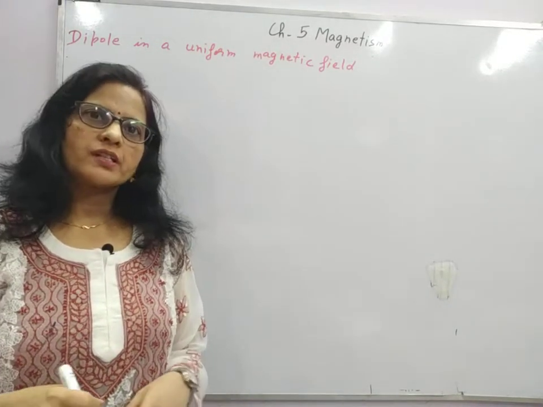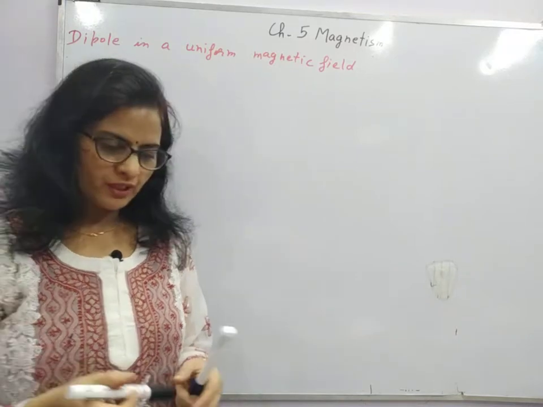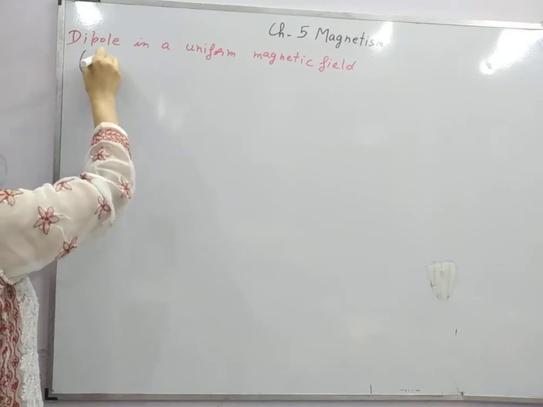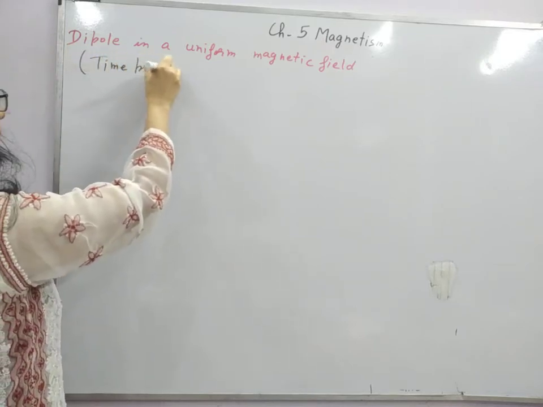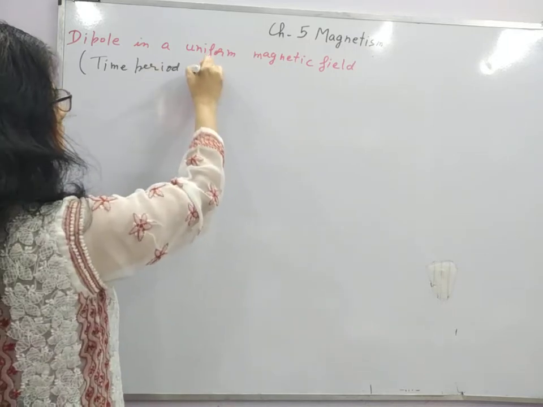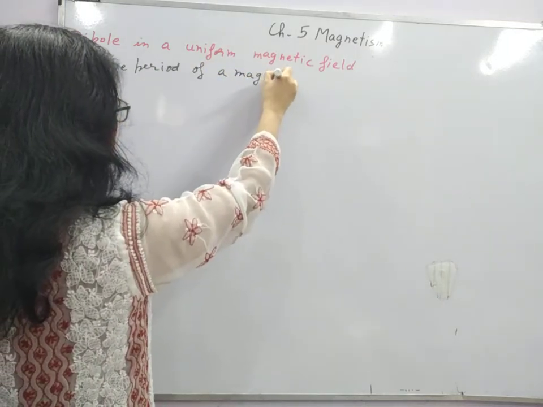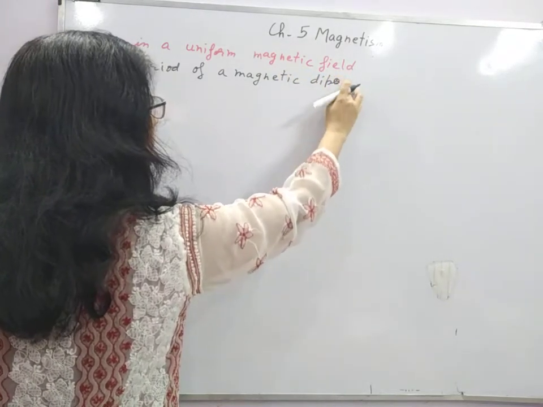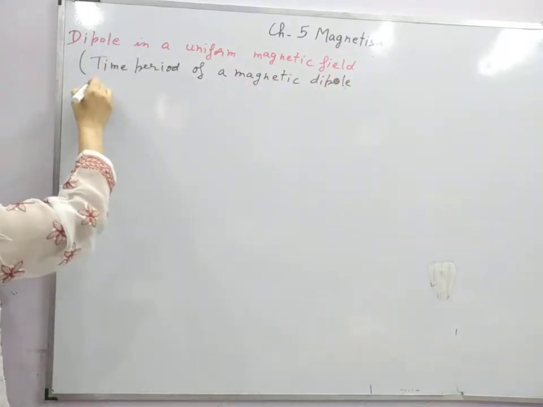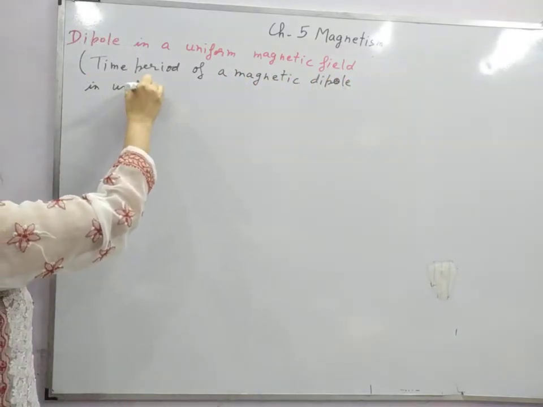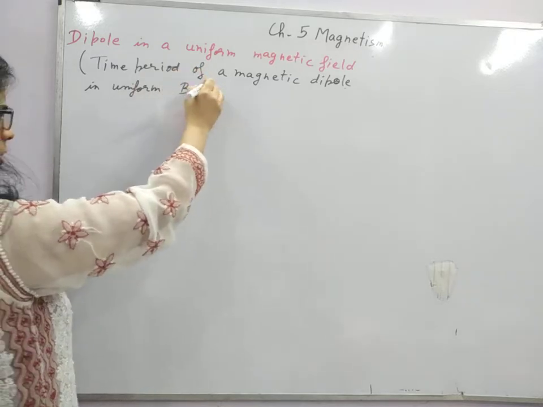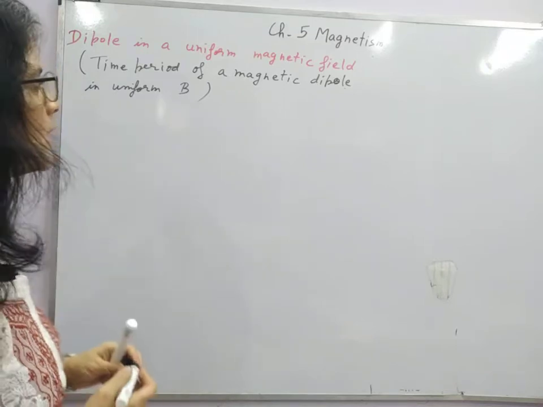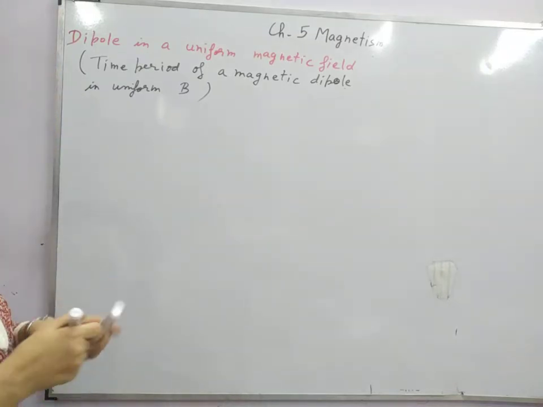Hello everyone. Today we will discuss the behavior of a dipole in uniform magnetic field. That is, we will find the time period of oscillation in uniform magnetic field. So why time period? We will prove here that this is simple harmonic motion. This undergoes simple harmonic motion, and then we'll find the time period for that.